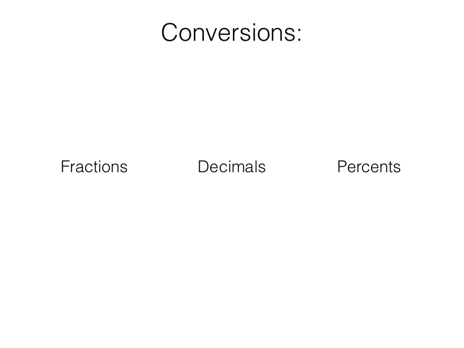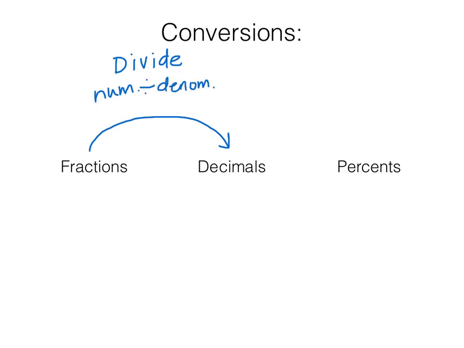Okay, so in this slide, we're going to go over how we change fractions to decimals, etc. Let's start with fractions to decimals. To change fractions to decimals, we're going to divide. So we're going to take the fraction that's given to us, and you divide numerator divided by denominator, abbreviating for each one there.